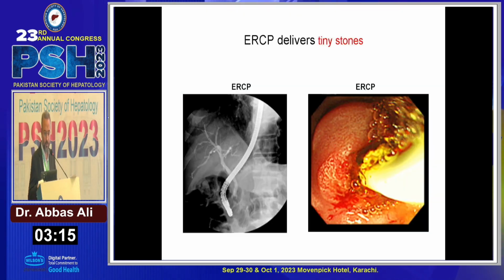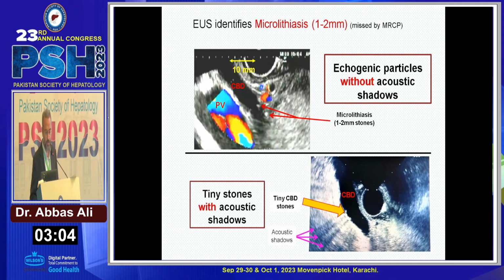The ERCP cholangiogram even failed to show it, but when the balloon sweep was done, a small tiny sludge or maybe gravel was extracted out. This is another case, and here again you can see the scale given about 10 millimeters, and the size of the echogenic material is so small, so the EUS can detect microlithiasis as well.